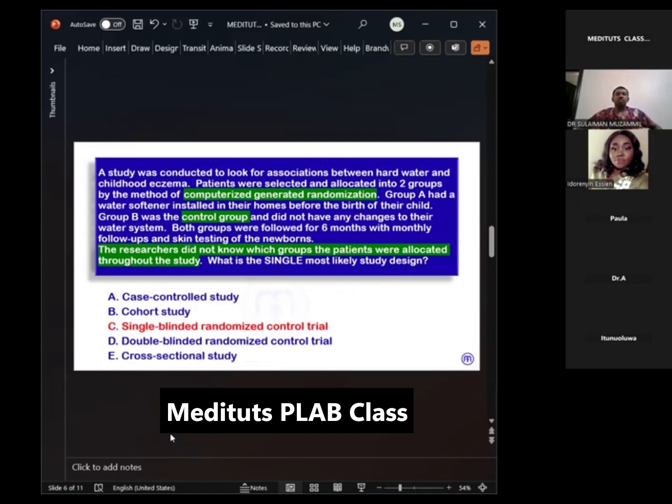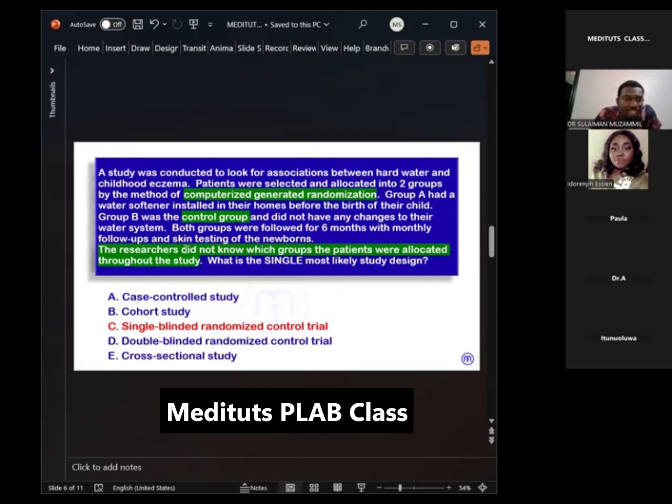Any questions? Yes, please. I didn't quite get why it was single-blinded randomized and not double-blinded. Could you re-explain, sir? Okay, we said it was single-blinded because this question states that the researchers did not know. It did not say anything about the patients.